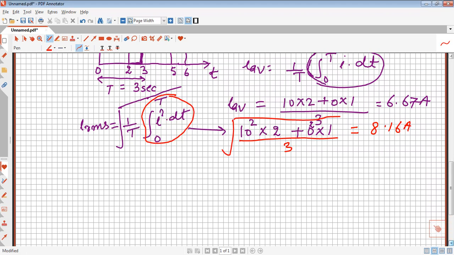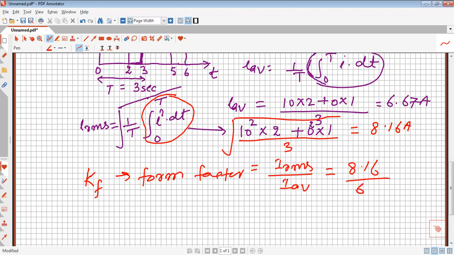Now the question is the form factor, KF. We have to find KF, that is called the form factor, which is defined as IRMS by I average. The RMS value is 8.16, already calculated, and the average value is 6.67. If we divide it, we get 1.22. So these are the two problems which I solved by directly using the integration method.